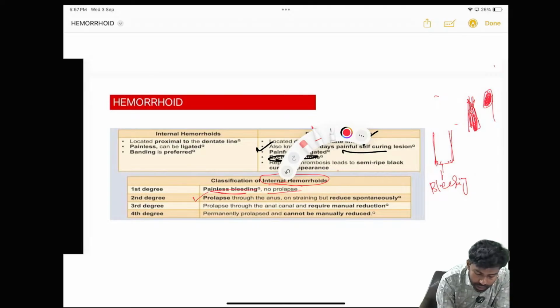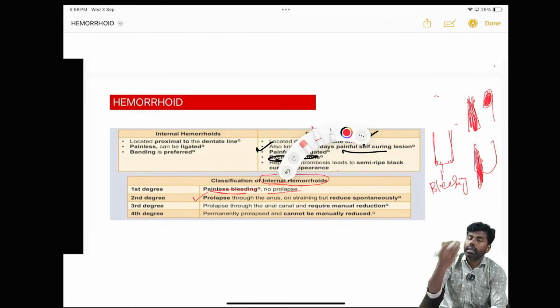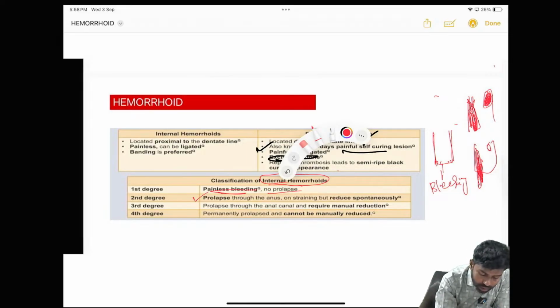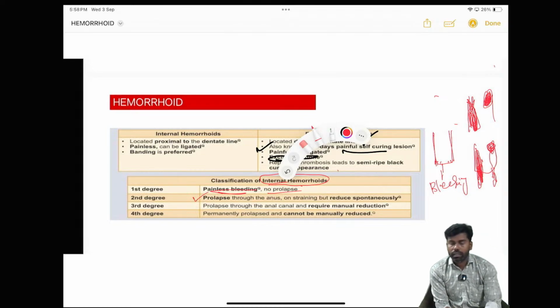Then what is third degree? On straining, it comes down, but it doesn't go back spontaneously. So you have to use your finger and push it inside. That is manual retraction. It requires a finger, and only then does it reduce. That is called third degree prolapse.